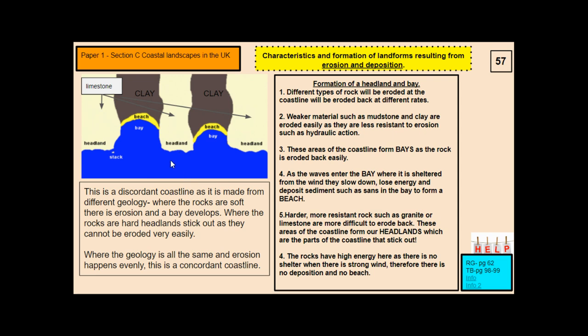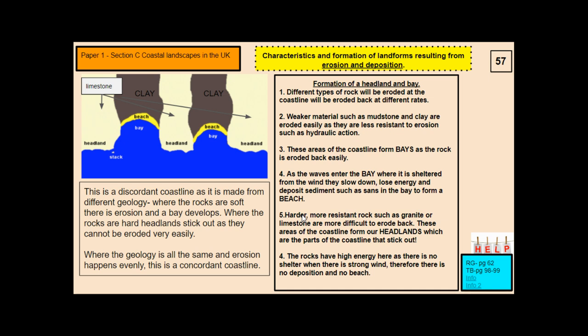Now, we know that these different bands of rock will have different resistance. The hard rock will be much more resistant than the soft rock, and therefore they will erode at different speeds, different rates. The softer clay will erode much quicker. So over time, we get these headlands and bays. The headlands stick out because they are more resistant, and we get the bays, which have eroded much quicker, inside the coastline.